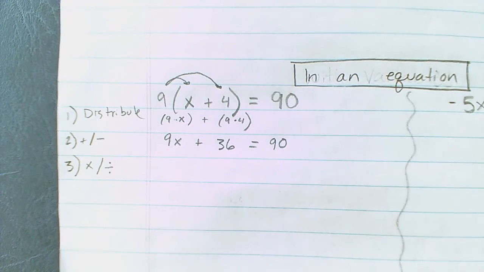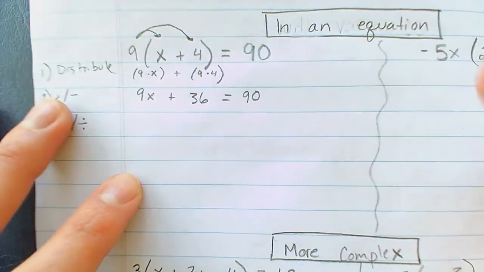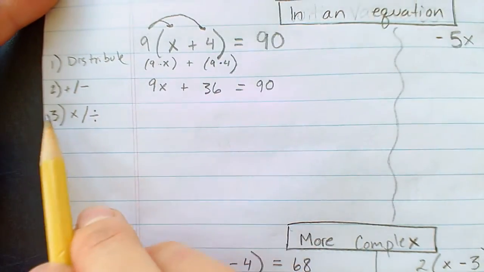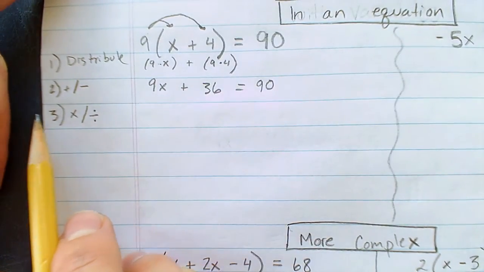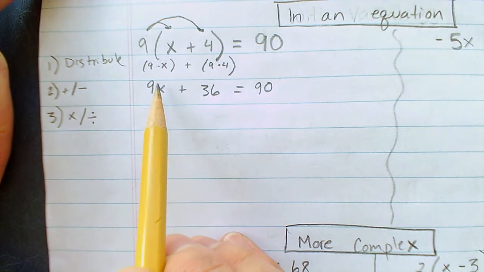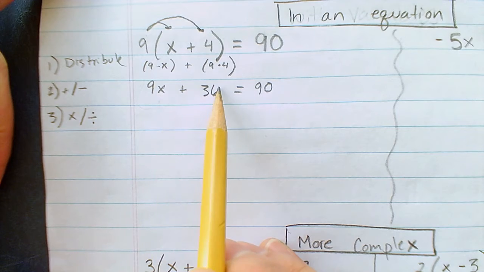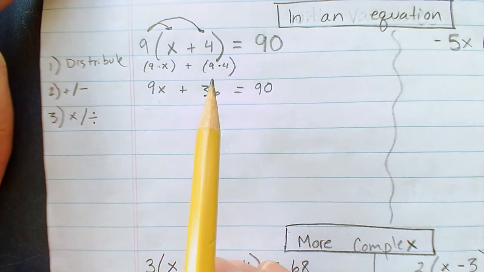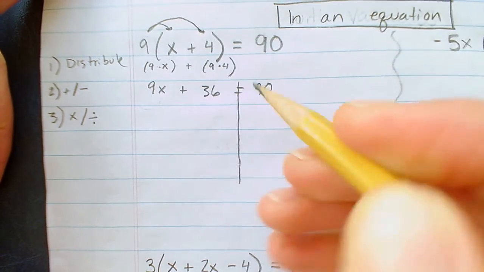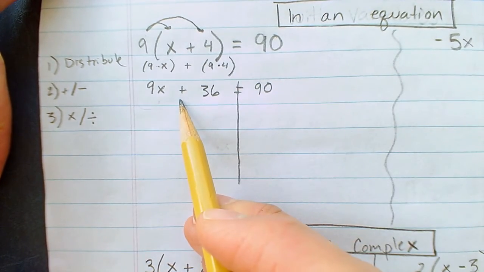And we still have 90 on the other side. So 9x plus 36 equals 90. Now our next step is to add or subtract to get the x term by itself. So I don't want to do anything with this term first, remember. I want to get rid of this 36. So to get rid of the 36, to move it to the other side, I need to do the opposite of adding. I need to subtract.